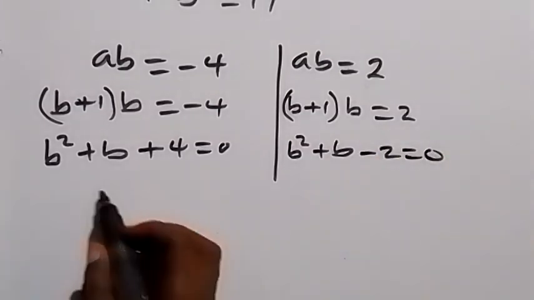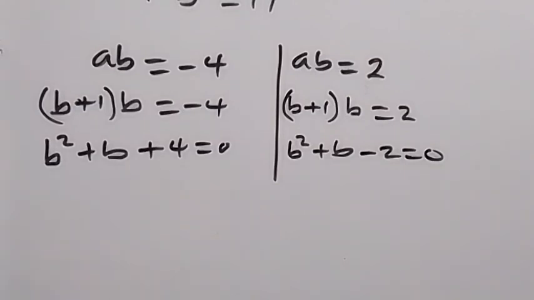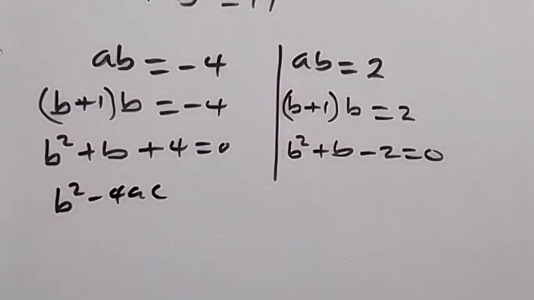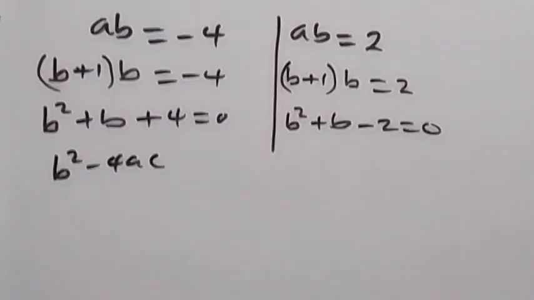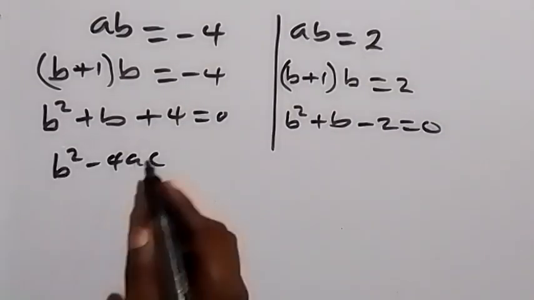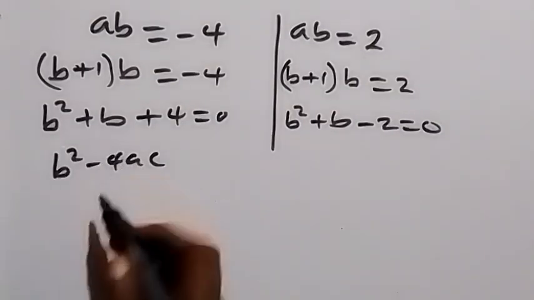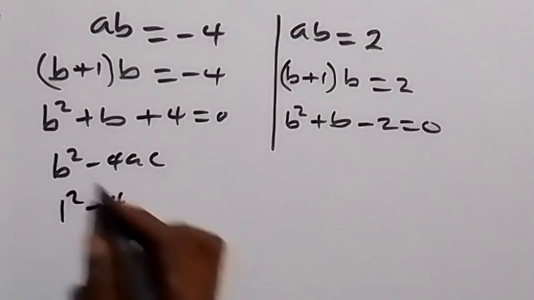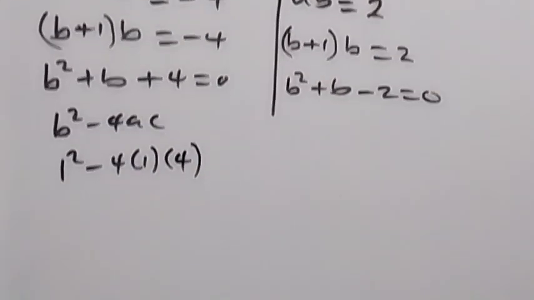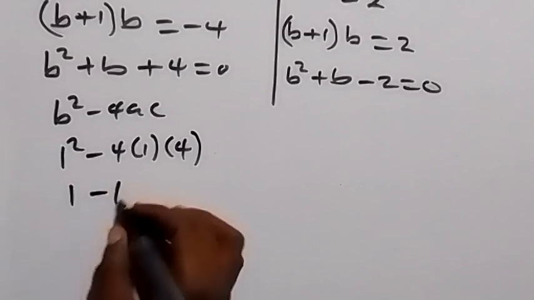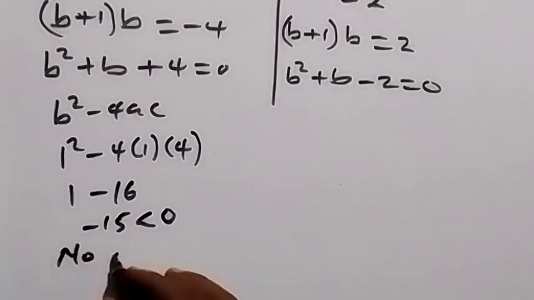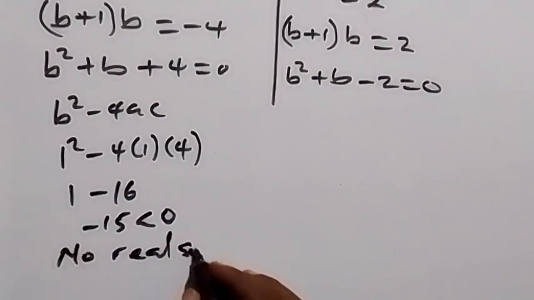Then from here, let's check if we are going to have a real solution from here. So from the discriminant, b squared minus 4ac, if we are going to have a real solution here, we must have this to be greater than 0. Now from here, b is 1, a is 1, c is 4. So we have 1 squared minus 4, that's 1 minus 16, which is minus 15. This is less than 0, so no real solution from here.